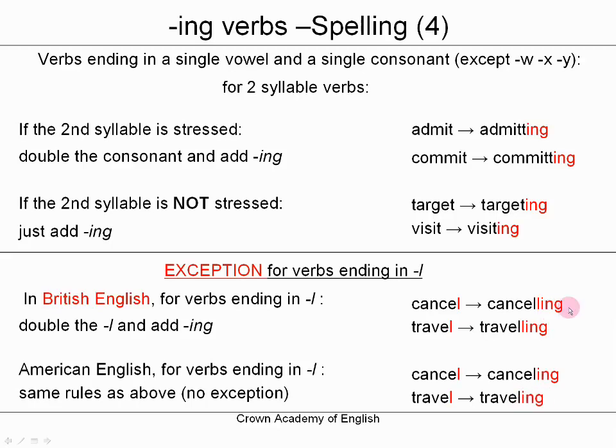So you can see this gives us some differences between British English and American English. Okay. So that is why, if you see the word cancelling with double L, the document or the source of the word is British English.